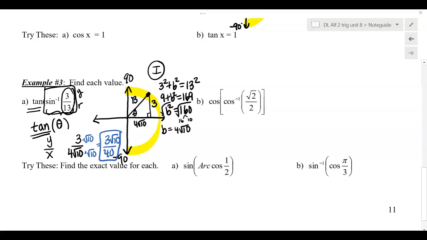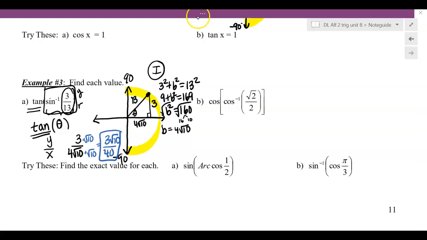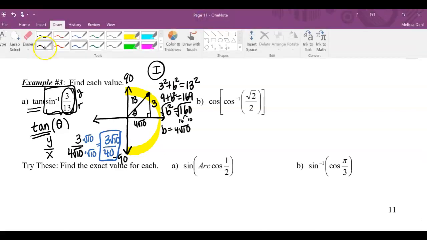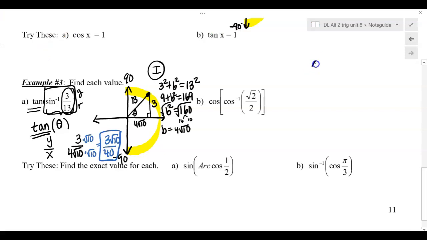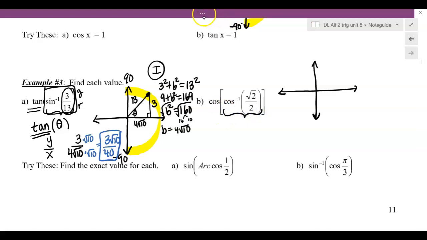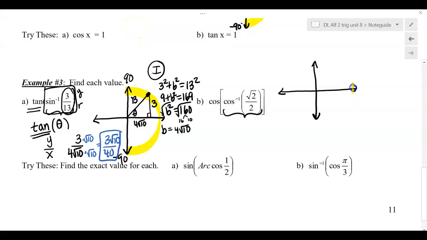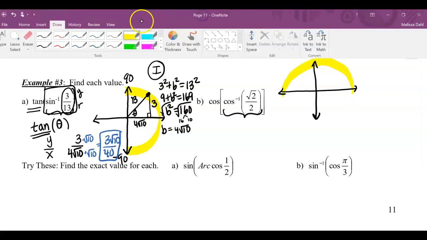All right, I'm going to go through part B. So in part B, it's asking us to find the cosine of the inverse cosine of rad 2 over 2. And depending on how much you've understood of the notes, you might know the answer to this immediately. But for those of you that don't, let's look at it. So again, first part that we're thinking about is right here. So inverse cosine of rad 2 over 2. So I first want to remember that inverse cosine is restricted, and I'm looking for an angle that's between 0 and 180.